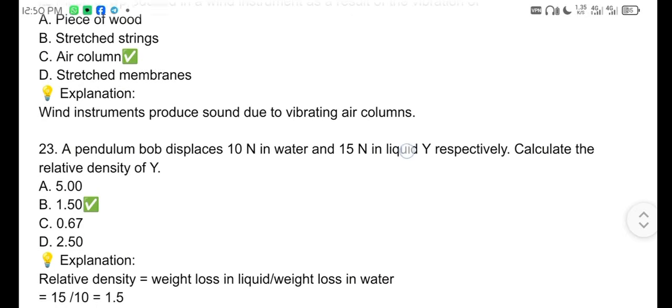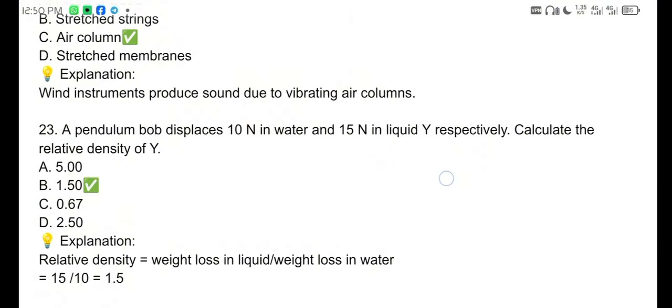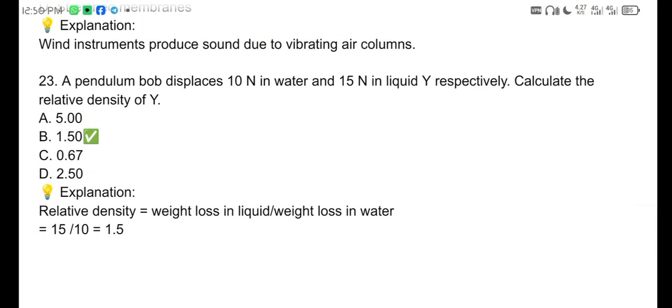Okay, so the next question, which is the last question now, says a simple pendulum bulb displaces 10 Newton in water and 15 Newton in liquid Y respectively. Calculate the relative density of Y. So relative density of Y will be the weight lost in liquid Y over the weight lost in water.